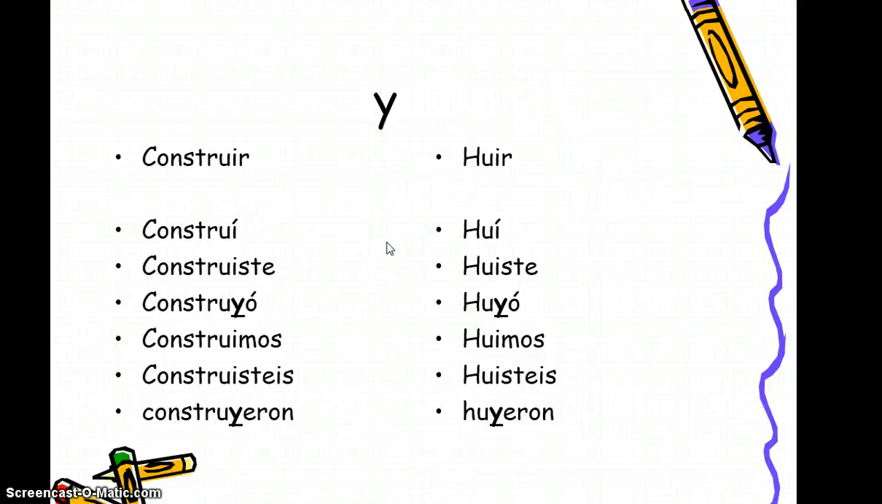Any verb that ends in uir also does something similar. So, as I was saying, any verb that ends in uir is going to also be a Y verb, and in the third person forms, the singular and plural forms, it's going to have a Y. Notice the accents as well in the first person and third person singular forms. So, again, for example, huir: huí, huiste, huyó, huimos, huisteis, huyeron. And something similar, as you can see on the left, would happen with another verb that ends in uir, U-I-R.